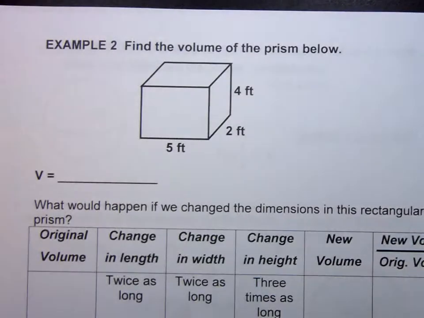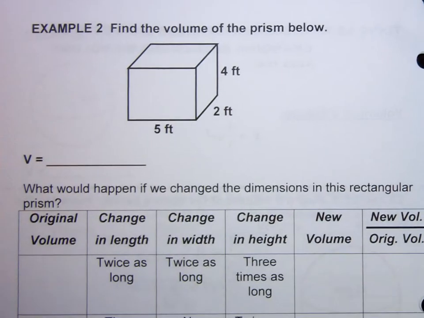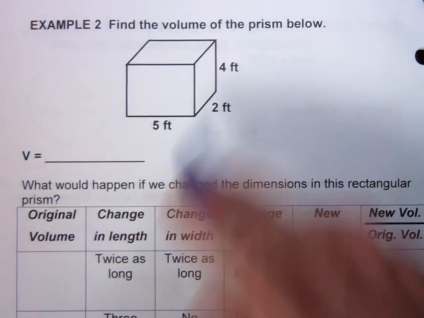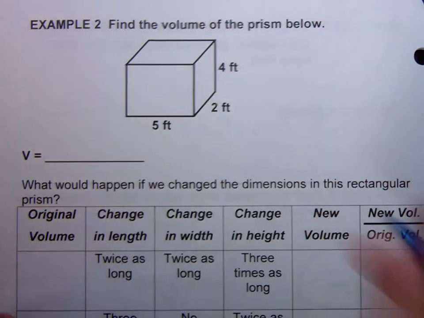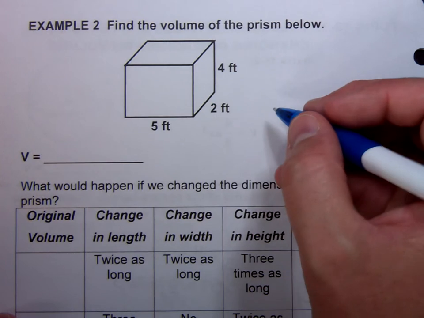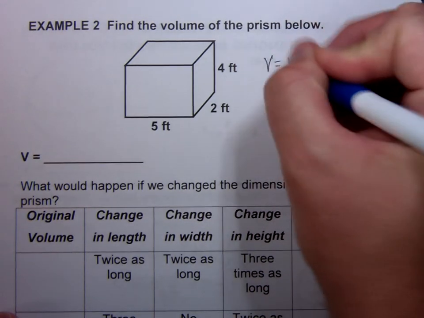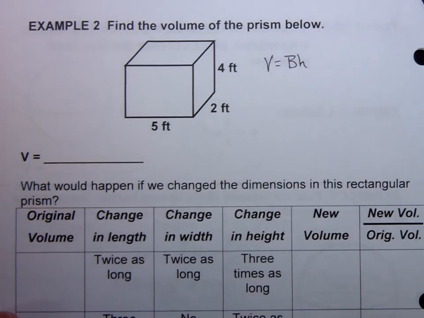Alright, so let's talk about what happens when we change the dimensions of a figure. How does that affect its volume? So first, let's start off by just finding the volume of this figure to start with. This is a rectangular prism. Any kind of prism, you just do area of the base times the height.